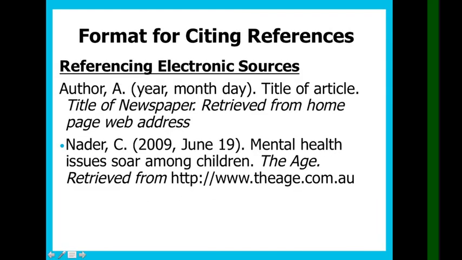For electronic referencing, we have the author's name, the year or month, much better if you have the month, of when you retrieved the article, title of article, title of the newspaper, retrieved from the homepage web address. For instance, 2009, June 19, this is the day you retrieved the article. Then, Mental health issues soar among children, and that, I think, is the title of the newspaper. Retrieved from, you will write retrieved from, it's automatic, and then the site, http, whatever site that is. Okay, you need to copy and paste the link and then put it in your references.